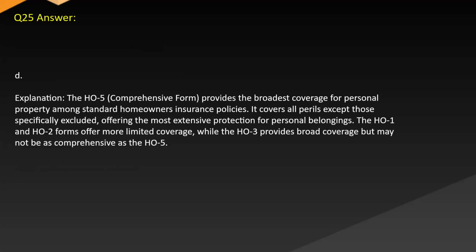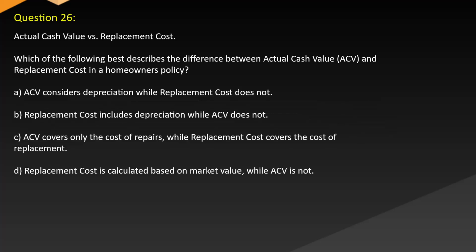Answer D. Explanation. The HO5 comprehensive form provides the broadest coverage for personal property among standard homeowners insurance policies. It covers all perils except those specifically excluded, offering the most extensive protection for personal belongings. The HO1 and HO2 forms offer more limited coverage, while the HO3 provides broad coverage but may not be as comprehensive as the HO5.